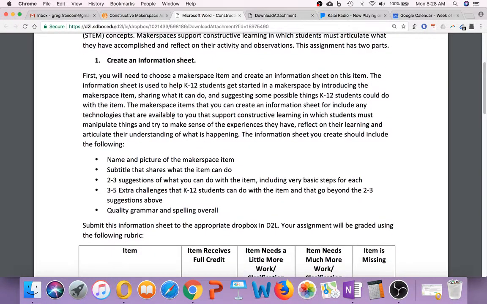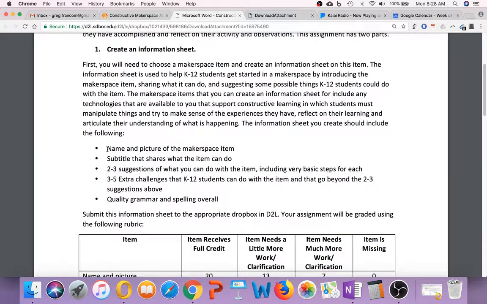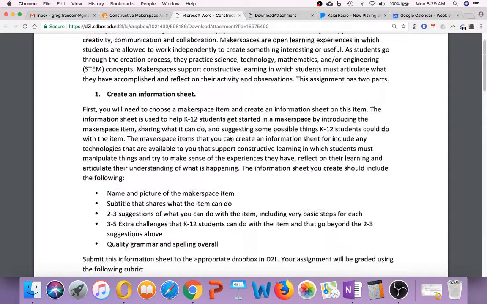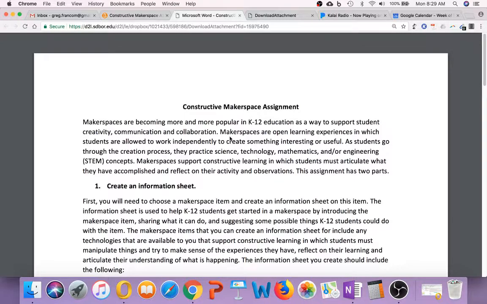But anyway, the information sheet should include the following things: name and picture of the makerspace item, a subtitle that shares what the item can do, 2 to 3 suggestions of what you can do with the item, including very basic steps for each, and 3 to 5 extra challenges that K-12 students can do with the item that go beyond the 2 to 3 suggestions above. And then quality, grammar, and spelling overall. So that's one part of the assignment, and that will be due March 17th.